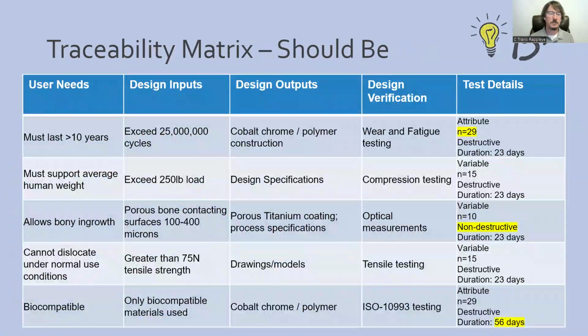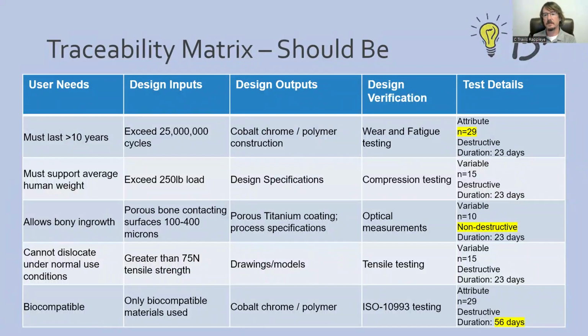The way I like to do it is just add a little bit of detail to our friend, the traceability matrix that we're already creating. We've got the user needs, the design inputs, the design outputs, the design verification. These 4 columns are standard. This is a very typical snapshot of a traceability matrix.